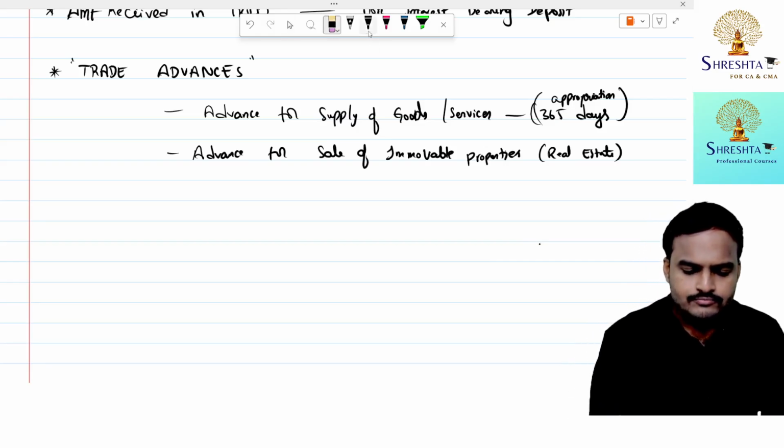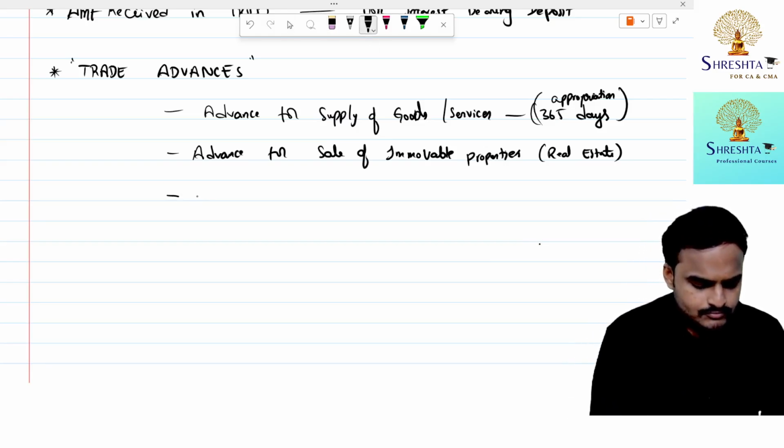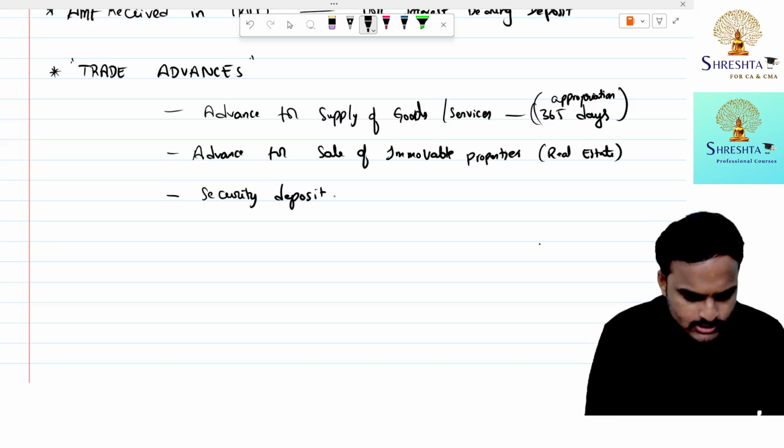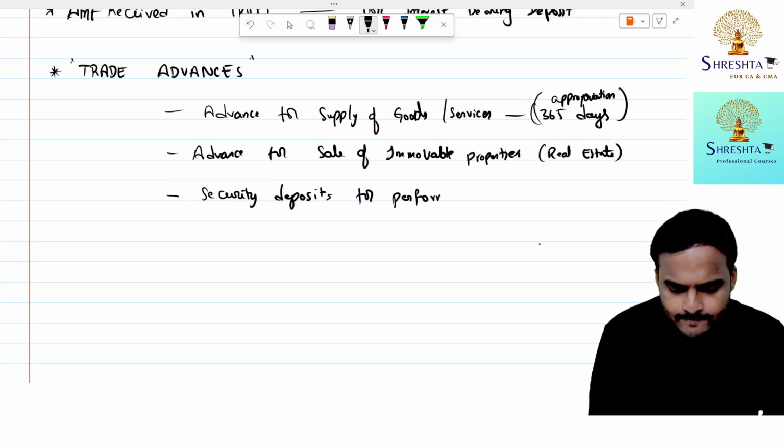Next point. Security deposits for performance of contract.